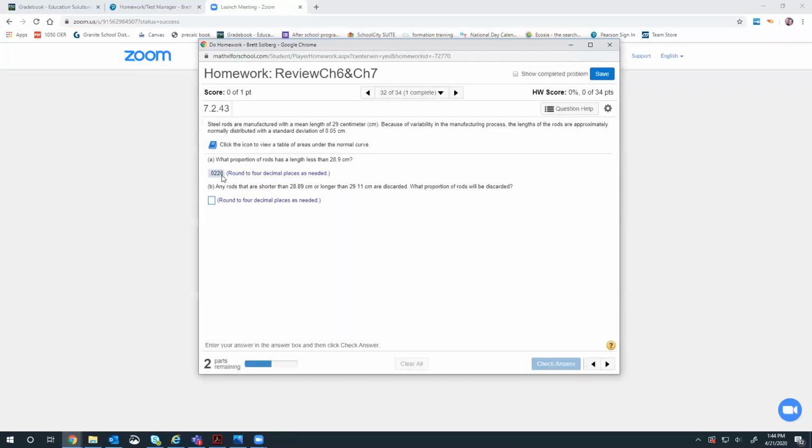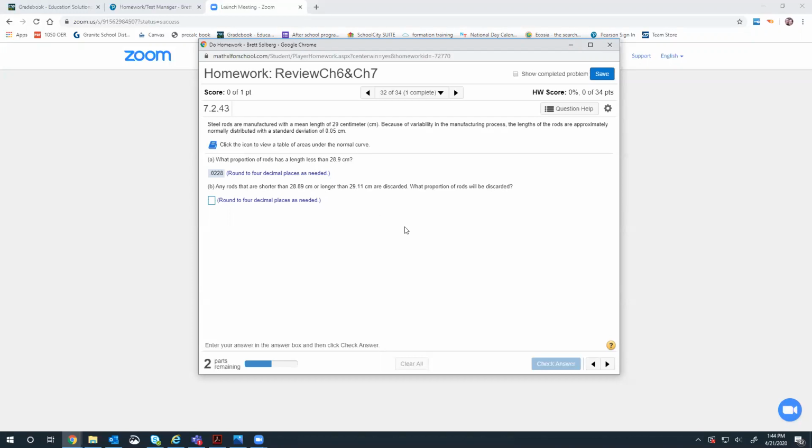Yes. Great. So now, any rods that are shorter than 28.89 centimeters or longer than 29.11 centimeters are discarded. What proportion of rods will be discarded? Now, this is actually happening on both ends. If they're too short or too long, then they're going to get rid of them. What I'm going to do here is find the proportion between these two and then take the complement of it, do 1 minus that.